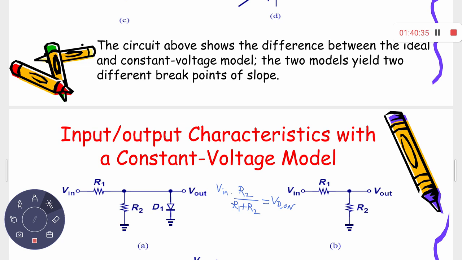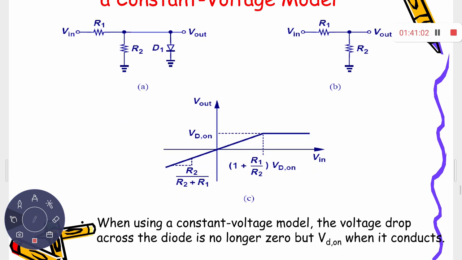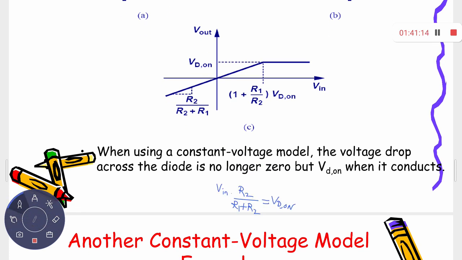Clear? So accordingly, you can calculate the value of this Vin, the threshold point. What is that Vin value? That Vin is given by VD on multiplied by R1 plus R2 divided by R2. Isn't it? Vin is equal to VD on into R1 plus R2 by R2, so 1 plus R1 by R2 into VD on.